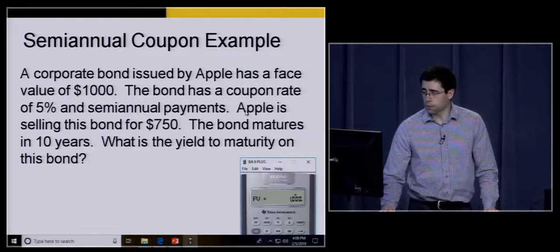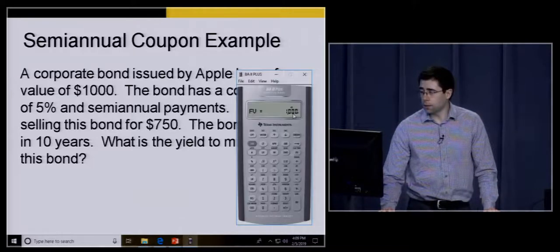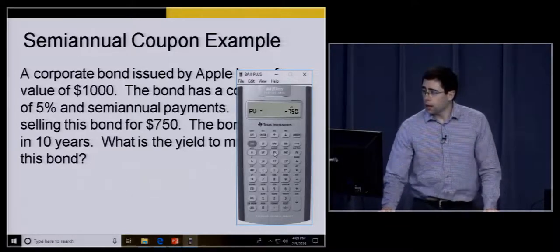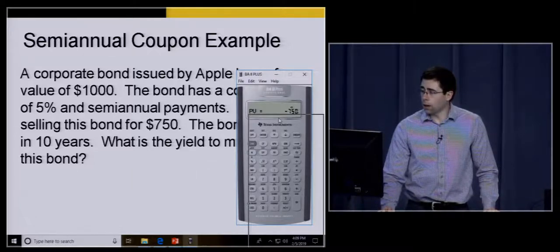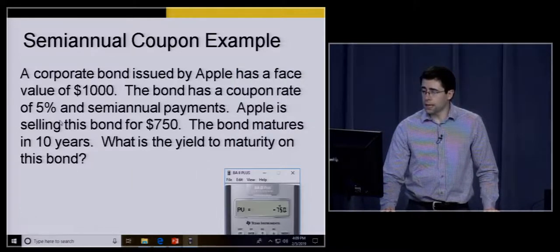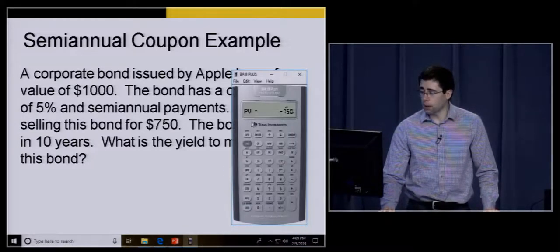Apple is selling this bond for $750. And because our face value is positive, we're going to have to put our present value in as a negative, because it's a cash outflow from our perspective as the bond investor, the lender of this capital. So that's our PV. Next, because this bond matures in 10 years and it has semi-annual payments, our N is going to be the number of years times the number of payments per year, or 10 times 2, so 20.